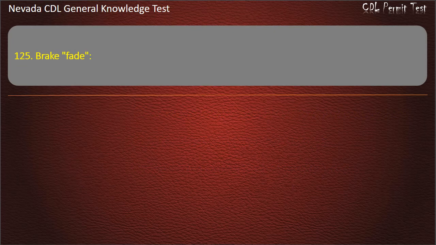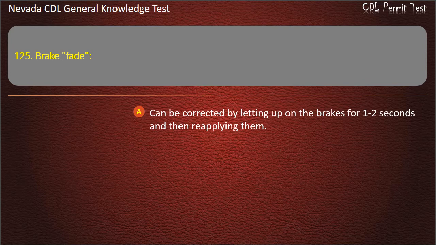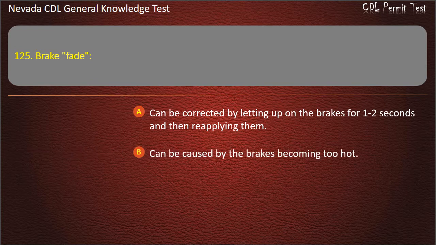Question 125, brake fade. Can be corrected by letting up on the brakes for 1-2 seconds and then reapplying them. Can be caused by the brakes becoming too hot. Only occurs with drum brakes. Answer. Can be caused by the brakes becoming too hot.